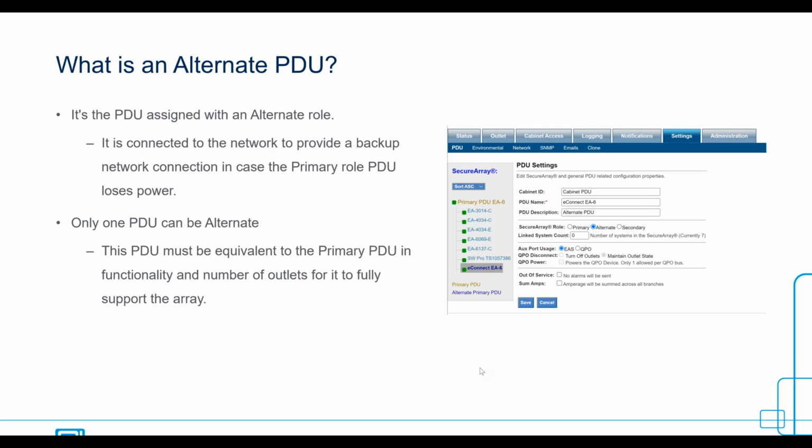An alternate PDU is the PDU assigned with that role as alternate. It is connected to the network to provide a backup network connection in case the primary role PDU loses its power. Only one PDU can be alternate, and this PDU must be equivalent to the primary PDU in functionality and number of outlets for it to fully support the array. In the web interface, we would see this as shown in the image here, which says secure array role and the alternate is selected.